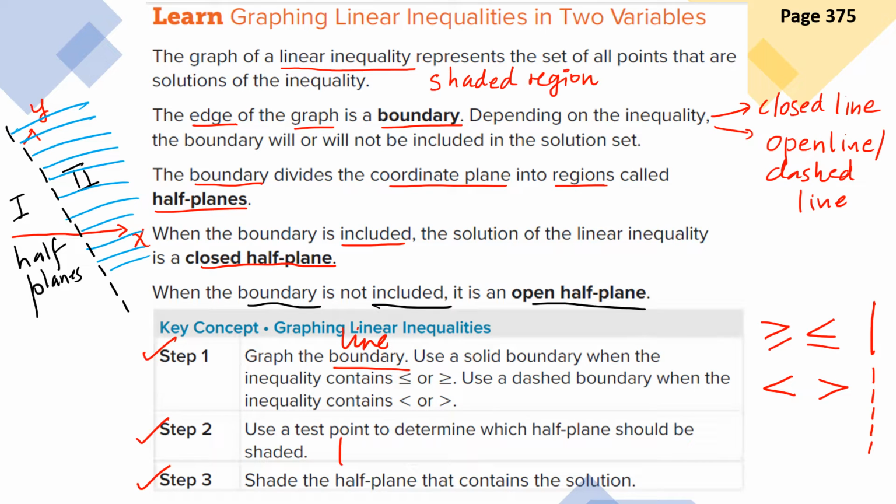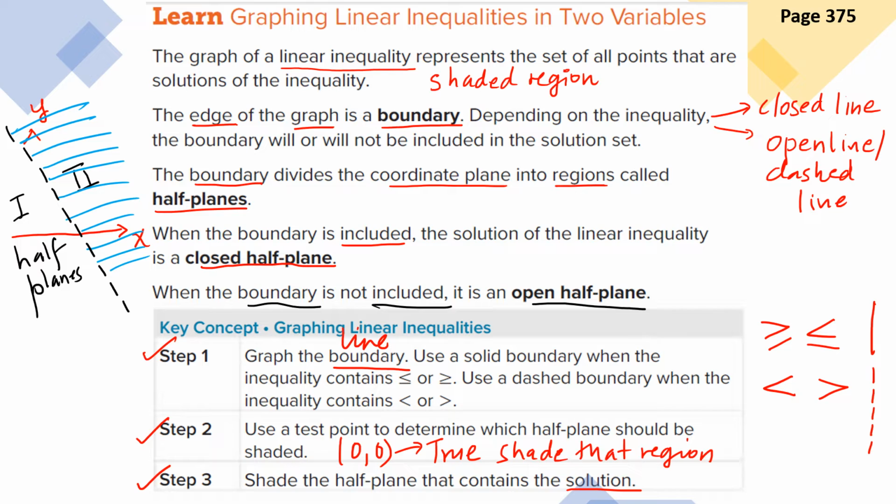Then you use a test point. Generally you use the test point 0, 0 to determine which half plane should be shaded. If putting 0, 0 gives the inequality true, then shade the region which contains 0, 0. If it does not hold true, if it is false, then shade the other region. Then shade the half plane that contains the solution. The graph would be this shaded region, as you can see what I have drawn here. That would give you the graph of the linear inequality.